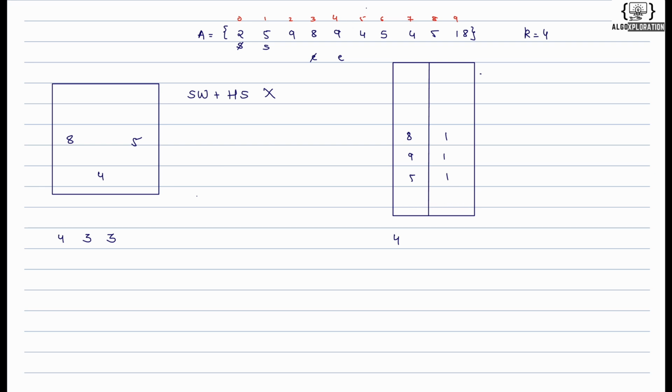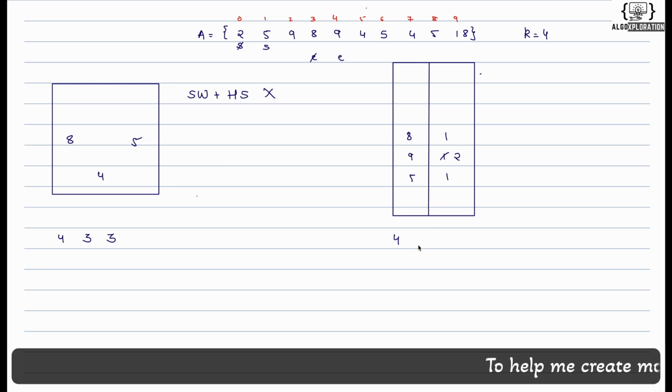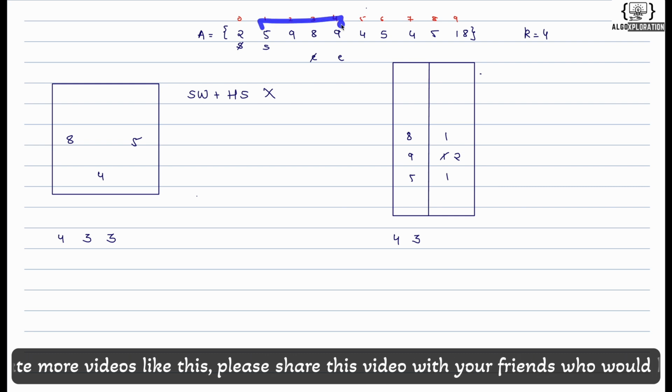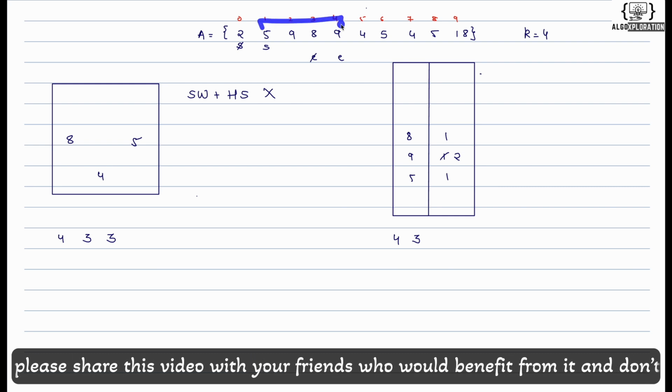Now let's introduce this new 9. Introducing this new 9 into the hash map is nothing but increasing the frequency of that element, hence 2. Now what is the size of the frequency map? It is 3. So for this window the answer is 3. That means the count of the distinct elements.